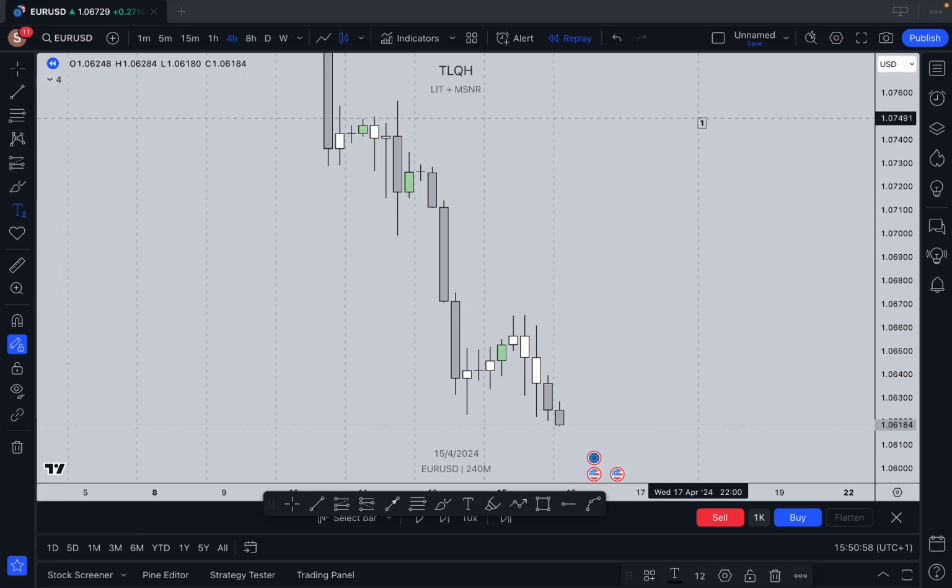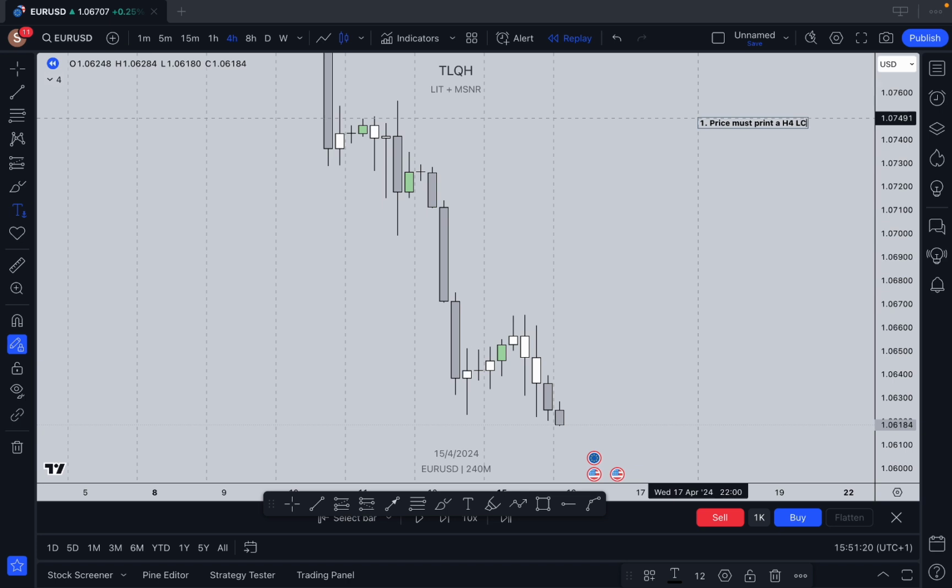So the first step on this strategy is one, price must print an H4 liquidity candle. I like to call them LCs, liquidity candles. Some people like to call them LQCs. For me, it's just an LC.